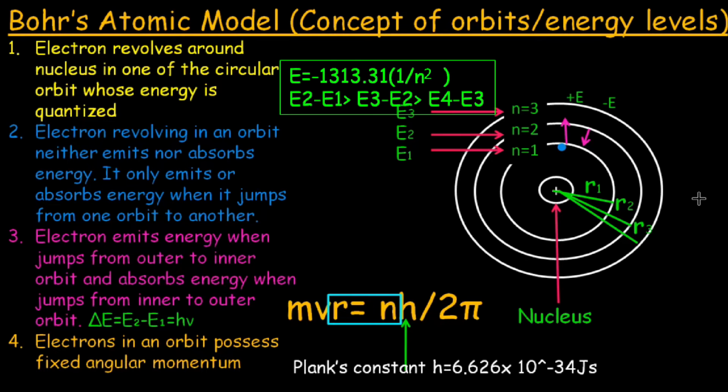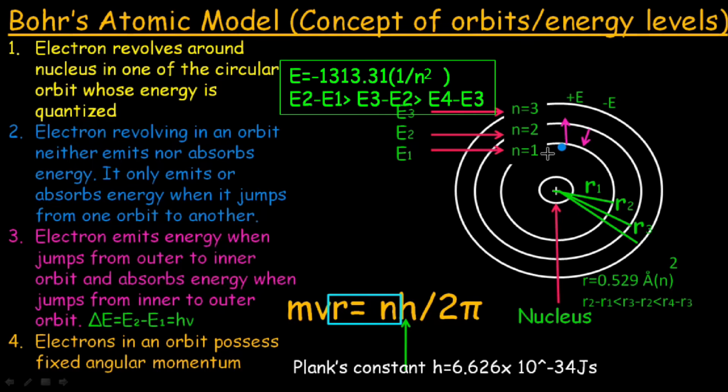The radius is also related to the principal quantum number by this equation. It is equal to 0.529 angstrom times n squared, where n is the principal quantum number. By putting the value of the principal quantum number 1, 2, 3, and so on, you can find out the radius of each orbit from the nucleus. This equation shows that the radius is directly related to the square of the principal quantum number.